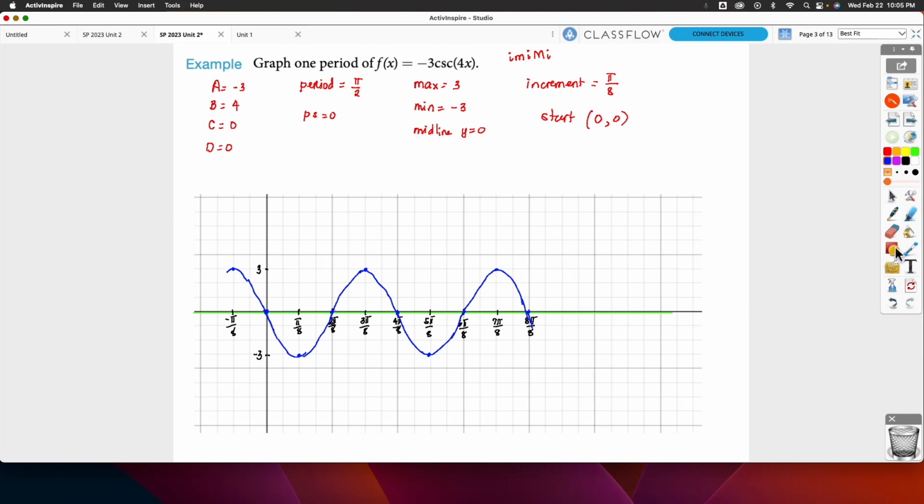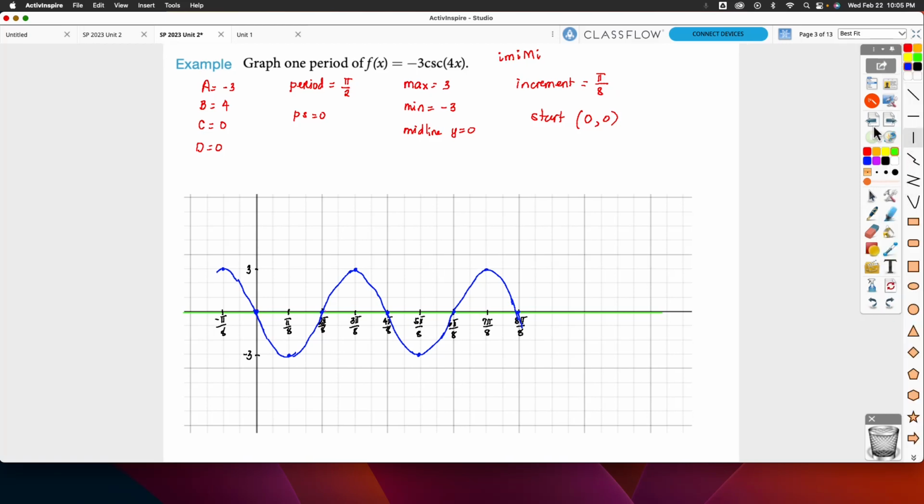Okay, and then let's go ahead and draw our asymptotes. So our asymptotes are wherever the graph crosses the midline, in this case, crosses the x-axis. So that's one asymptote. Here is a second one. Here is a third one, a fourth one, and let's complete it for the fifth one. Okay, let me just fix that one up. Okay, that's better.